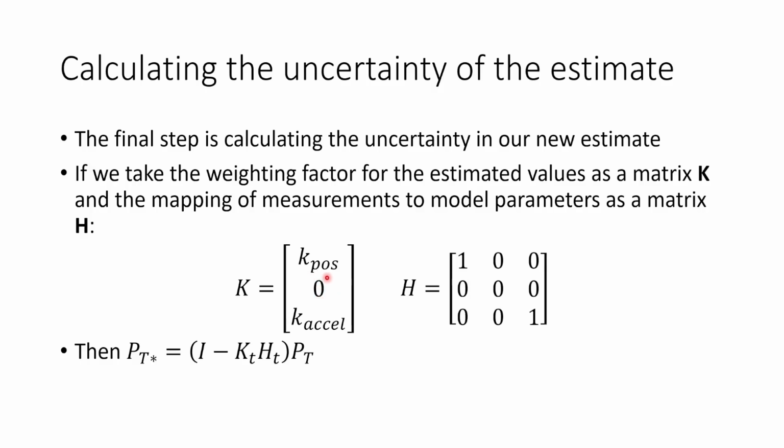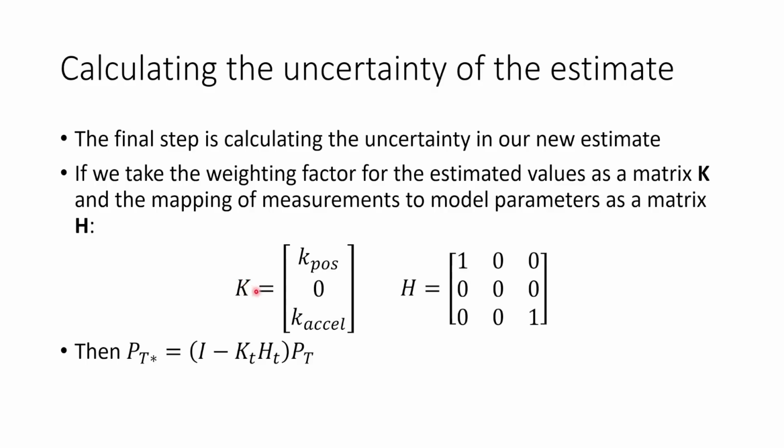Notice that k is 0 for speed because we don't have a measurement of speed, so we're going to be using the prediction the whole way. And we also have a matrix H, which is the mapping between the measurements and the model parameters. If we weren't measuring the same variables that are in our model, then this H would be quite a complicated matrix. But it's simple for us because we're directly measuring position, we're not measuring speed at all, and we're directly measuring acceleration. So the mapping is very simple, it's just 1-to-1.